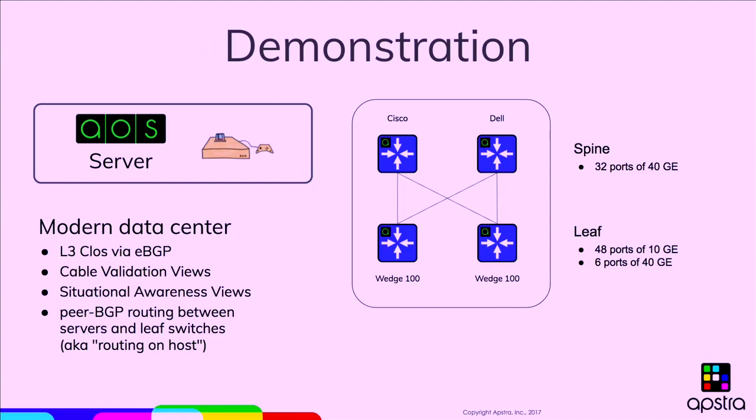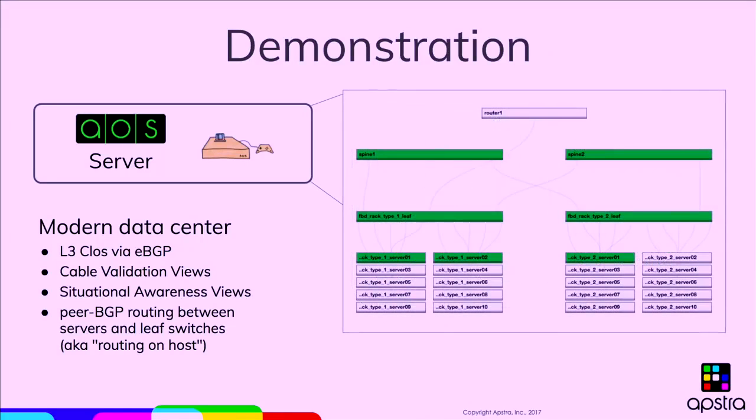And the wedge is acting as leaf switches configured in a 48 by 10 plus 6 by 40 mode. And we're going to do this using a modern data center design where we do routing on the host, which means we actually have Quagga running on the servers, and they're peer exchanging their routes with the leaf. And so AOS manages all of that networking across your entire design. So what that looks like when we build it is AOS will create the pictures for you and show you exactly where agents are running and the health of those agents.